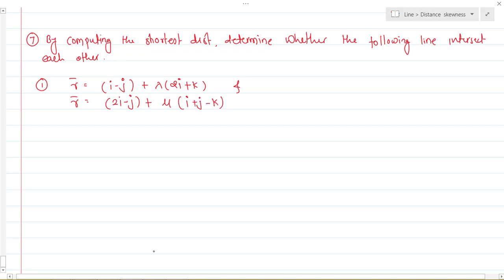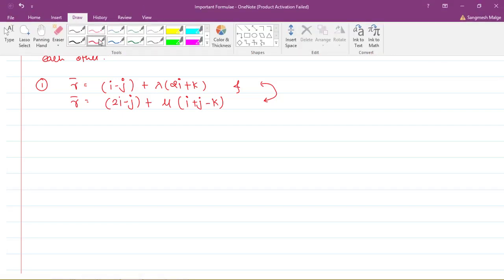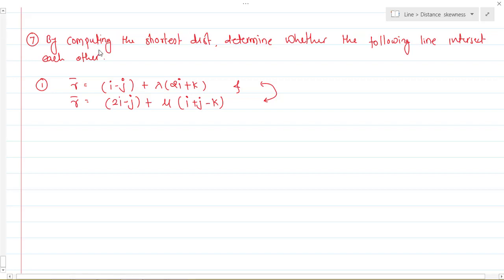Okay, so what they are asking us is to determine the shortest distance between these two lines, and if this distance is equal to 0, we say that the lines intersect, and if it is not, then of course the lines do not intersect. For this type of question you will have two approaches. The given question is in vector form, so we can use the vector formula for finding the distance, or you can convert these line equations into Cartesian form and make use of the Cartesian formula.